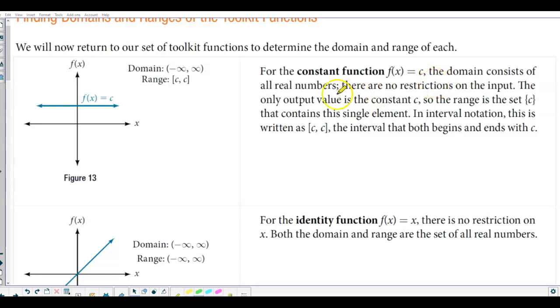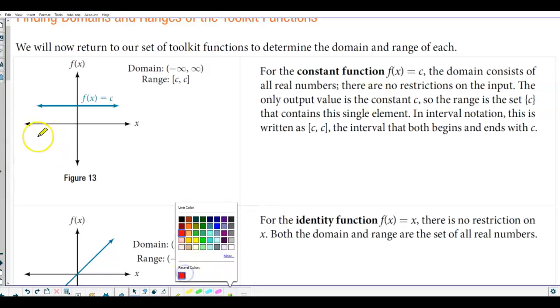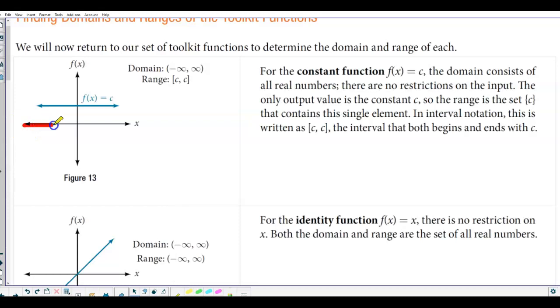The domain consists of all real numbers, and there are no restrictions on the input. So the domain continues from the left arrow to the right arrow. So it's going from negative infinity to positive infinity. So that's our domain. So there's no restrictions on the input.